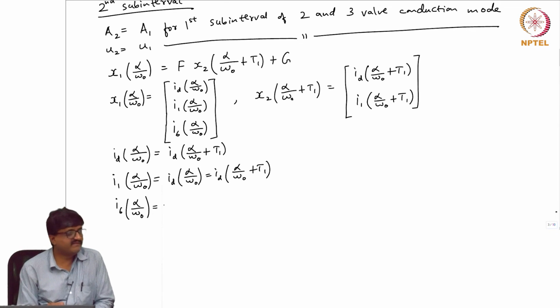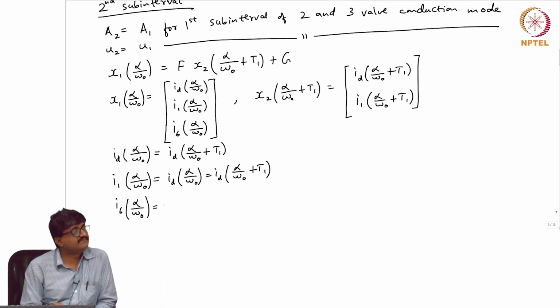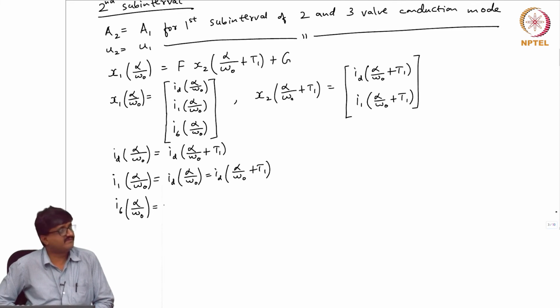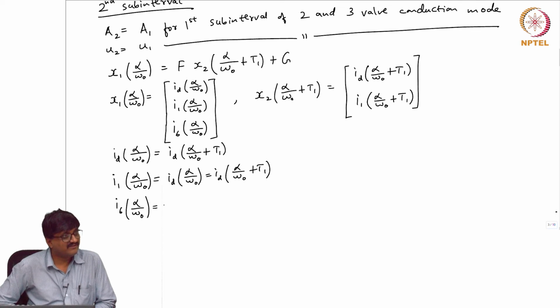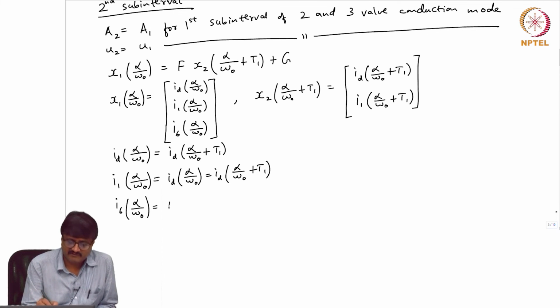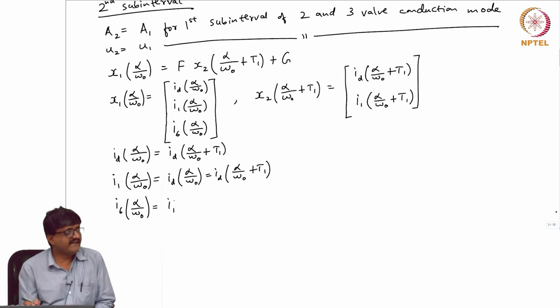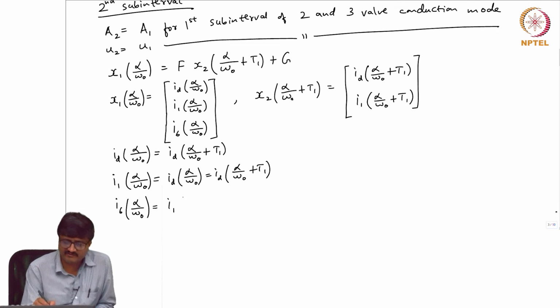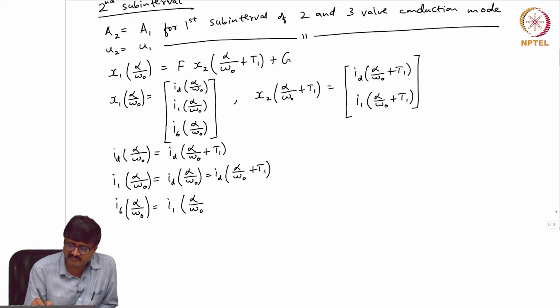So, what should this be? What is I6 at alpha? I6 is 0 at alpha by omega. See, I1 and I6 are identical except for a phase shift of 60 degrees, which is nothing but T1. Okay. So, it is I1 at alpha by omega O plus T1.